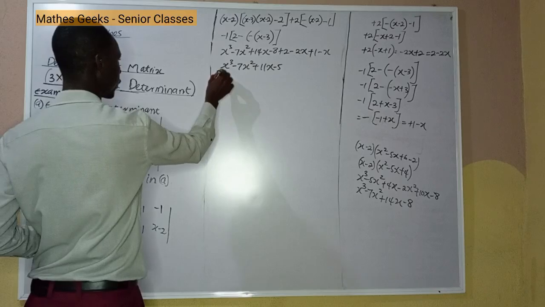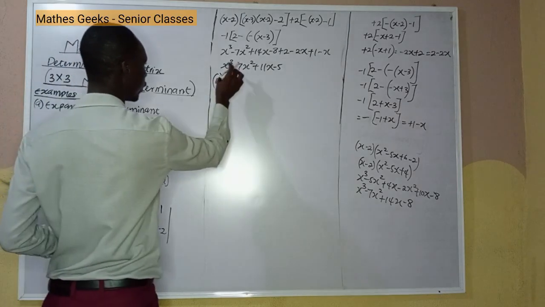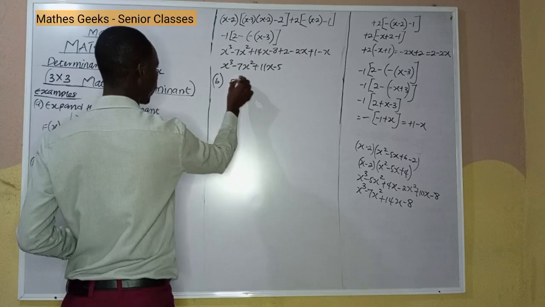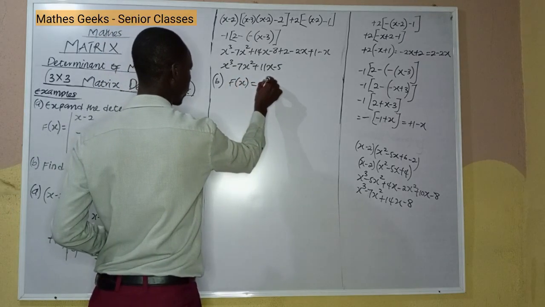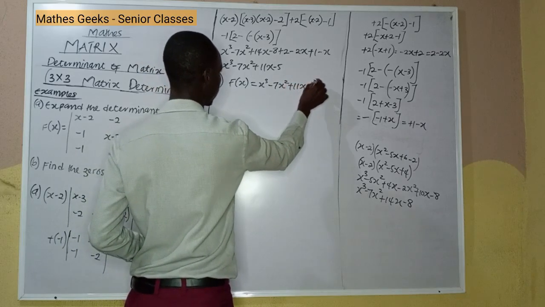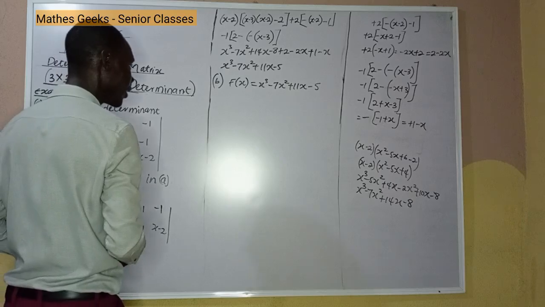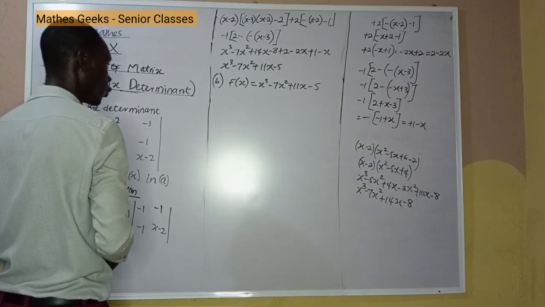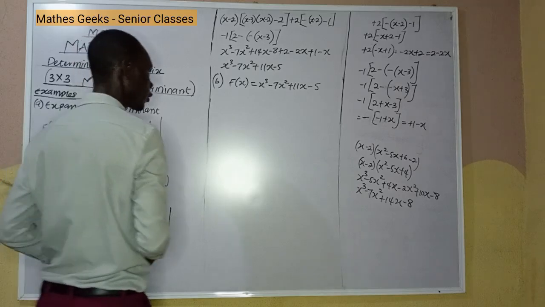Part B says find the zeros of f(x) in A. So this is a polynomial: f(x) is equal to x raised to the power 3 minus 7x squared plus 11x minus 5. That's the polynomial. To get zeros means to get the roots. To get the roots of this polynomial, we are going to get the factors of this polynomial.